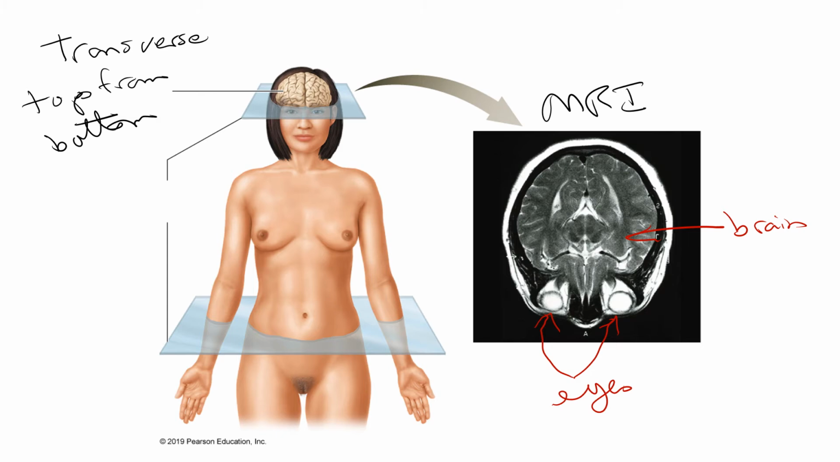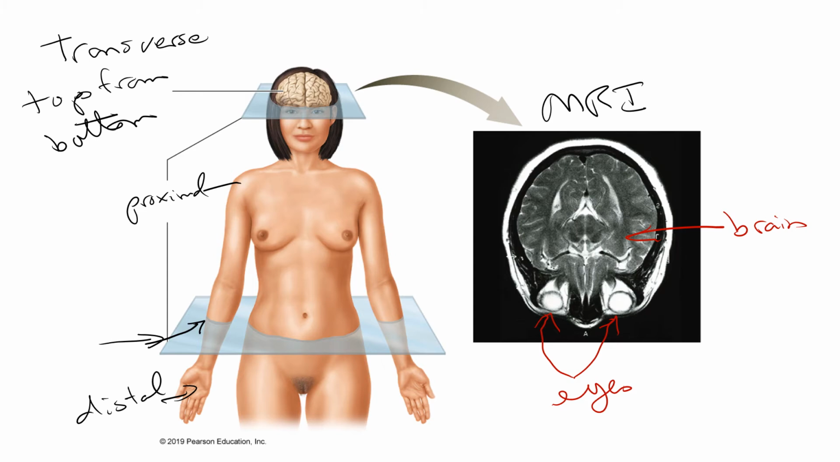Go back to transverse section real quick. You can also do a transverse section not only through the trunk, but also through an arm. And so that's also a transverse section dividing the proximal end up here from distal, right?